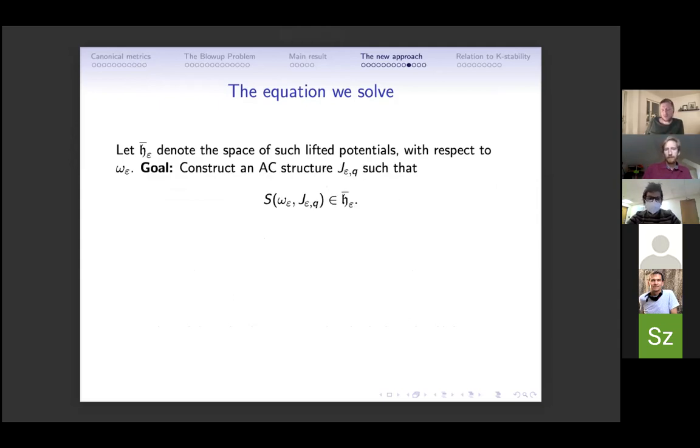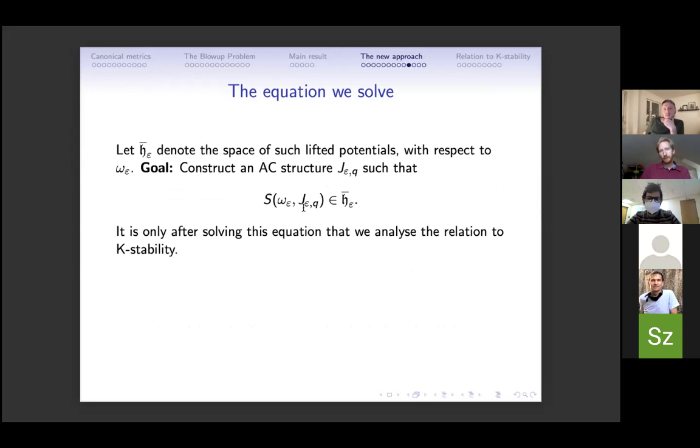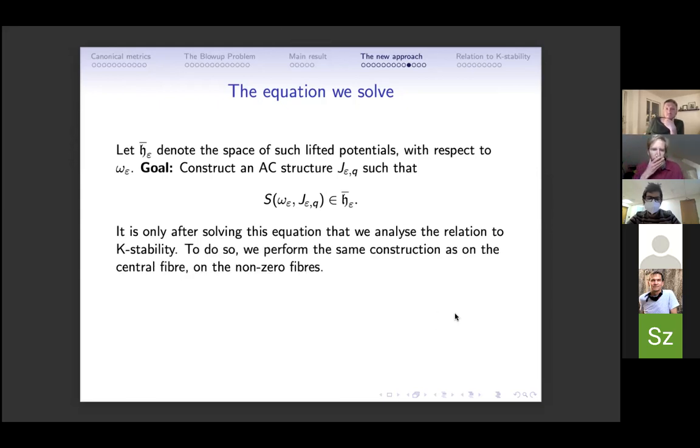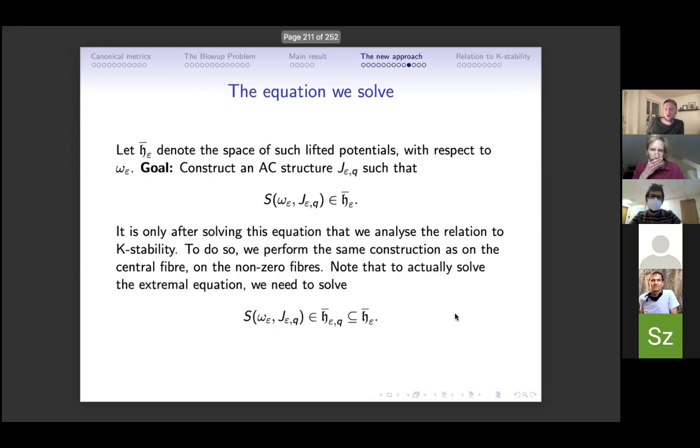Just to reiterate what the goal is, in case I lost you a bit: we want to construct an almost complex structure on the blowup so that the scalar curvature lies in this finite dimensional space corresponding to the kernel of the linearized operator when Q is equal to P. That might not be an extremal metric, but after solving that equation, that's when we analyze when we have solved it and relate it to this algebro-geometric criterion, K-stability. To solve this equation, we perform exactly the same construction as on the central fiber on the non-zero fibers. To actually solve the extremal equation, we need the scalar curvature to land in some subspace of this space. But the point is that it's easier to solve S(omega epsilon, J_{epsilon,Q}) in H bar epsilon than it is to solve the actual extremal equation.